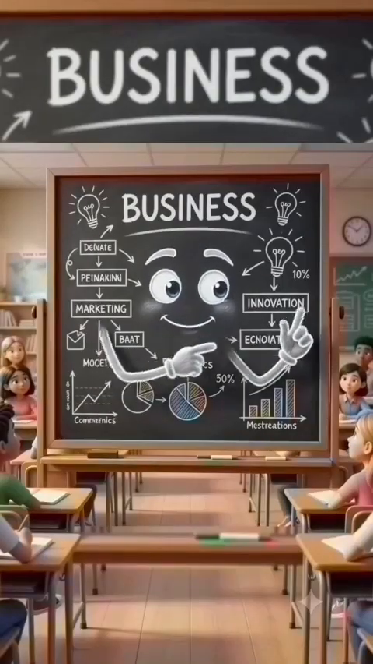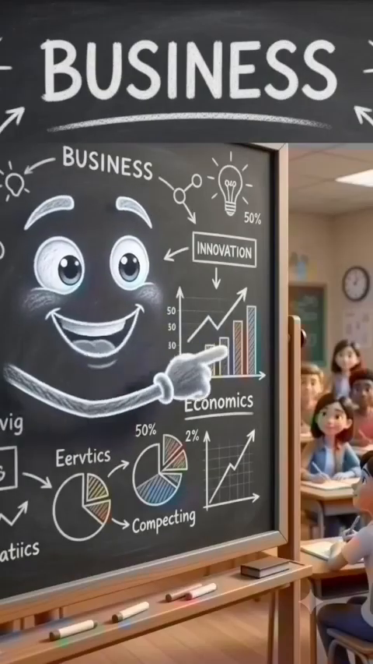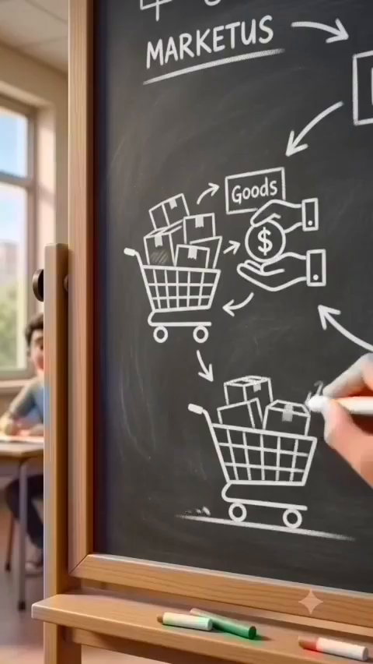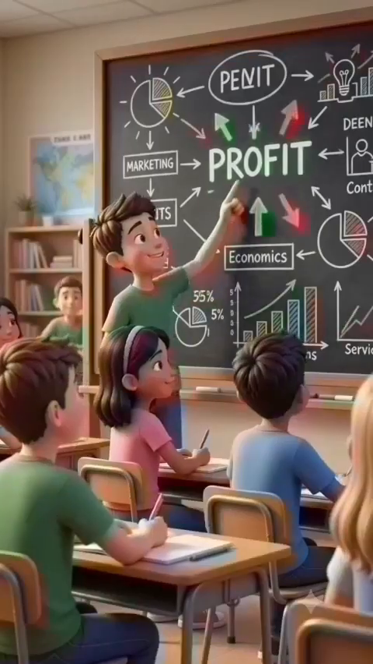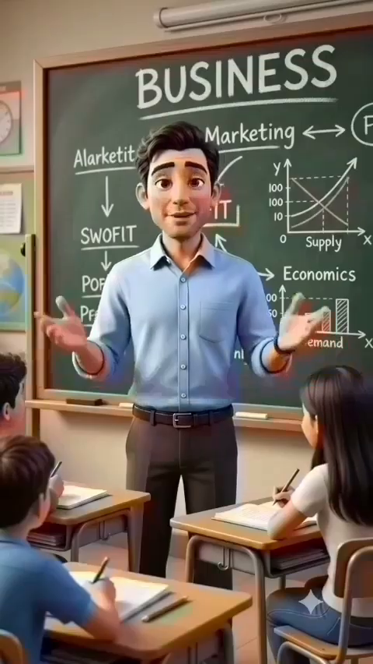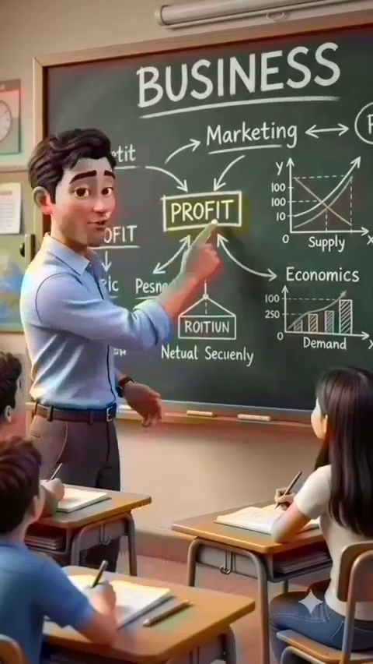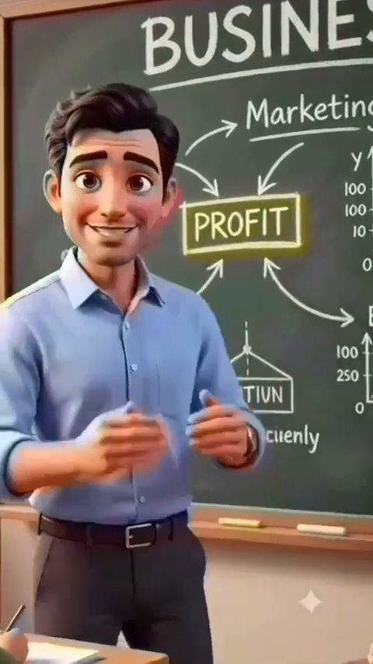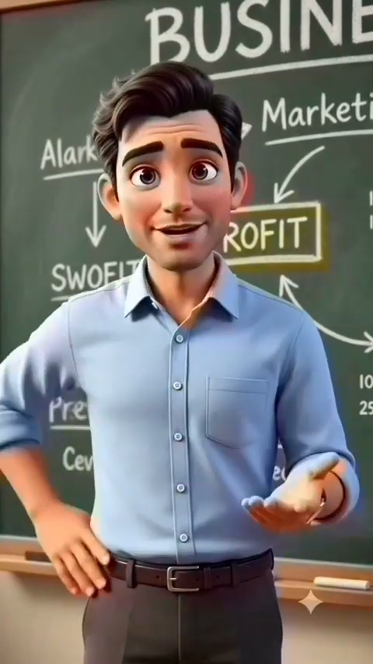What is business? Business is an economic activity. Goods and services are bought and sold. This is done to earn profit. The main motive of the business is to earn profit. Business is done on a regular basis.